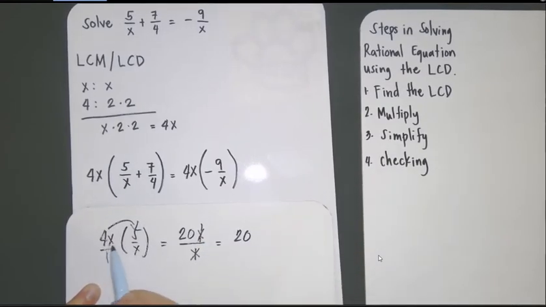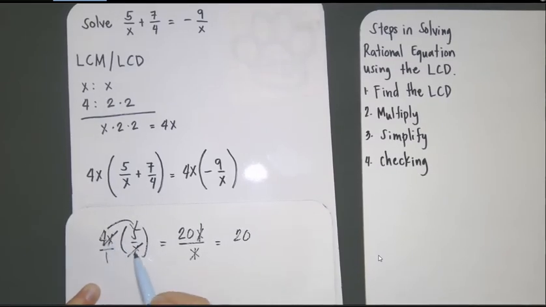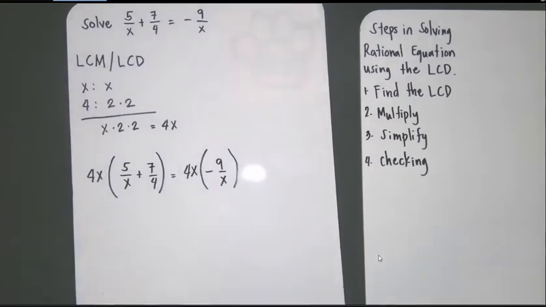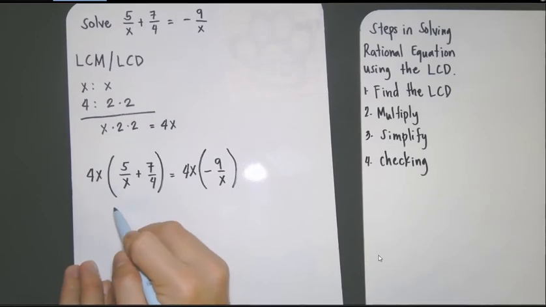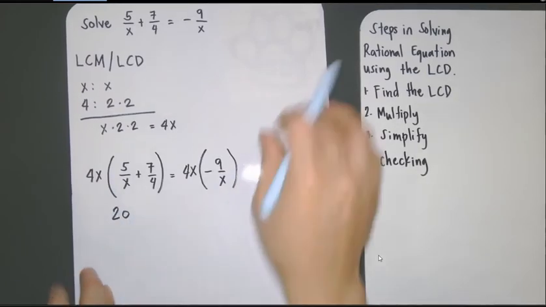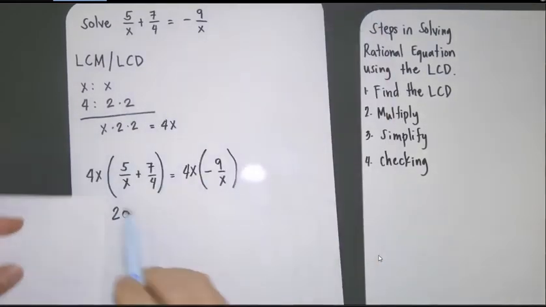But actually, from the beginning, you can cancel out x, because that's a numerator and that's a denominator, and we are multiplying, so we can cancel out. So we're left with 4 and 5. 4 times 5 is 20. That's 20 over 1, which is 20. So that's how to do the shortcut. So we're left here with 20.